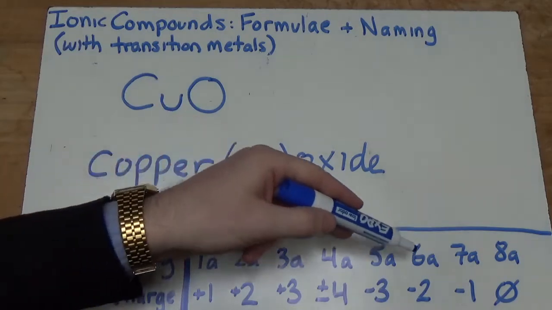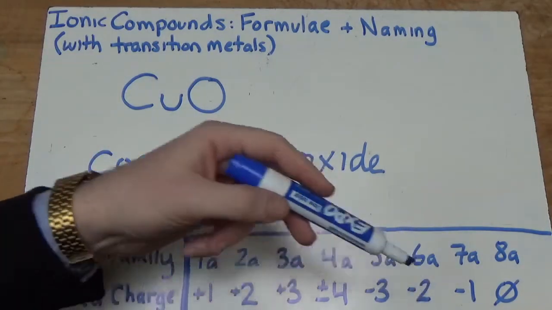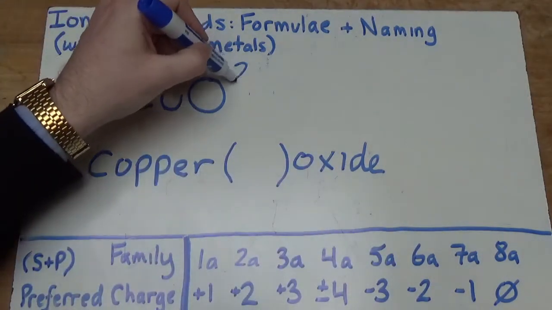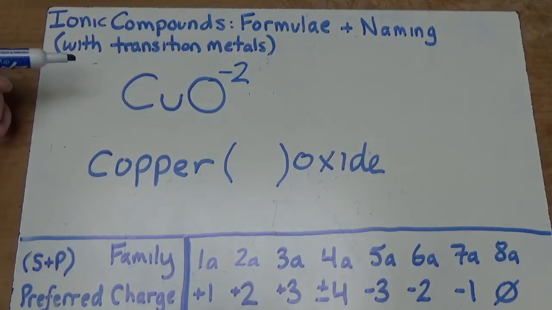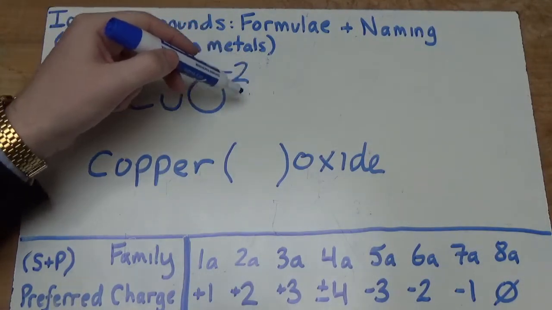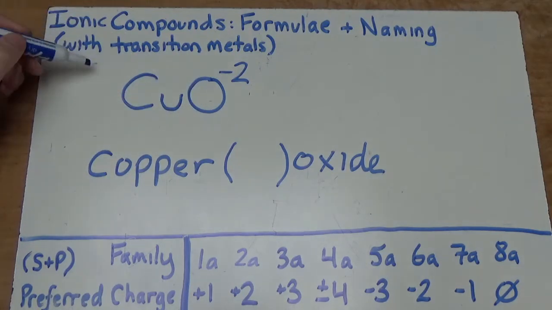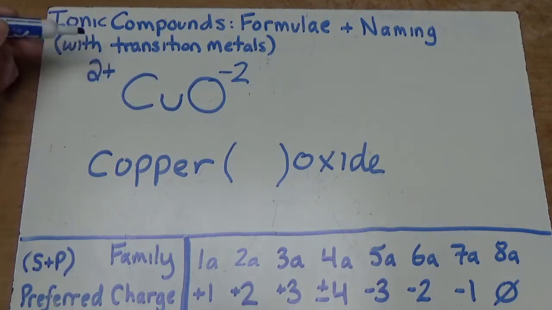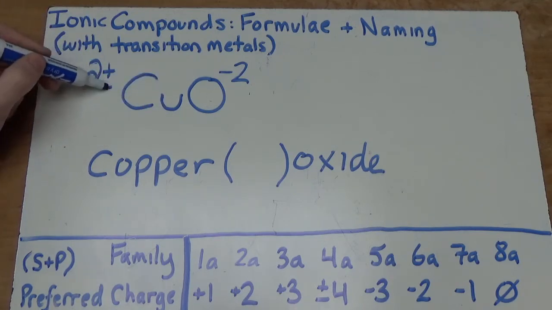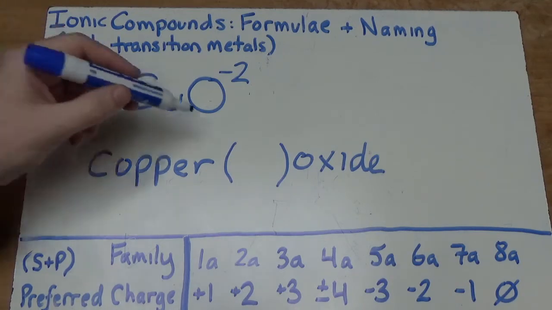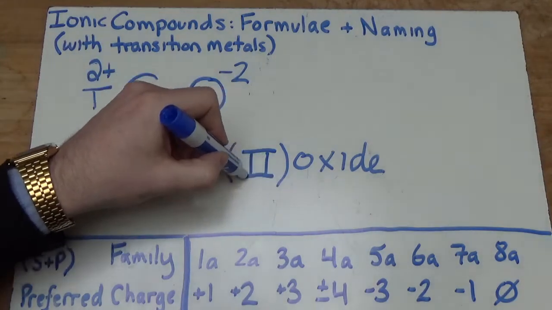Oxygen is in family 6A. It has a preferred charge of -2. That means that the total negative charge is -2 because there's only one negative thing. That means that my total positive charge is +2. And there's only one positive thing, so its charge must be 2.